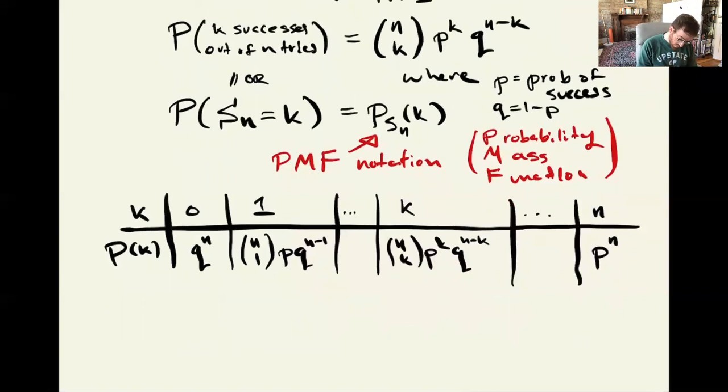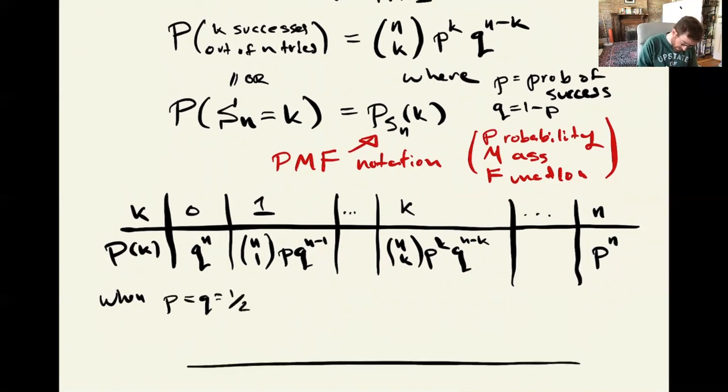Now, one of the things you might observe is that when p equals q equals 1/2, these probabilities actually look to be somewhat equally distributed around the middle value for k, where k is approximately n divided by 2. And so I might represent this using a little spike chart like this.